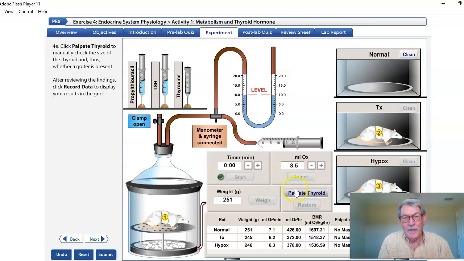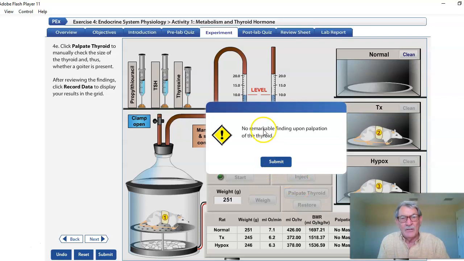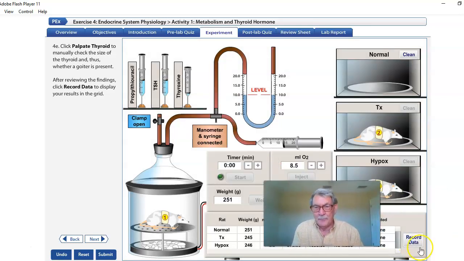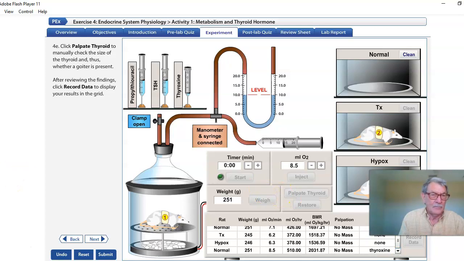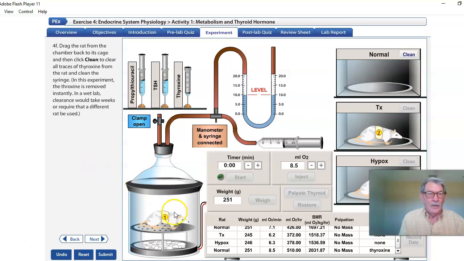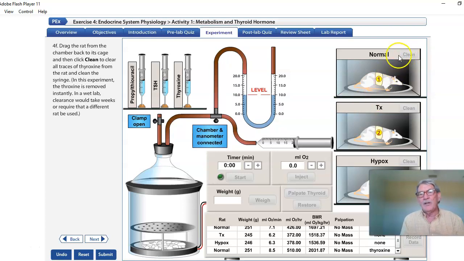Record data. Oh, palpate. Is he going to have a goiter? No, he got thyroid hormone, not TSH. Nope, nobody's got a goiter yet. Record the data. Okay, next. Take the rat back. Clean doesn't mean they're cleaning the cage. It means they're cleaning his bloodstream of the thyroxine so you can do it again later.